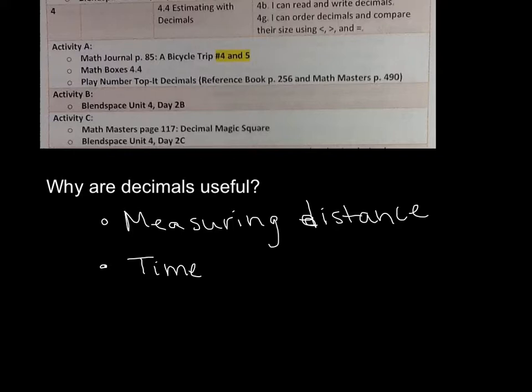The other thing you're doing today is MathBox 4.4, and then you're going to play Number Top It with decimals. There's a MathMasters, which is basically the game board for this. For Blend Space, we're on day 2B, and Activity C, you have MathMasters to do first, and then day 2C. What are some other ways that decimals are really useful?